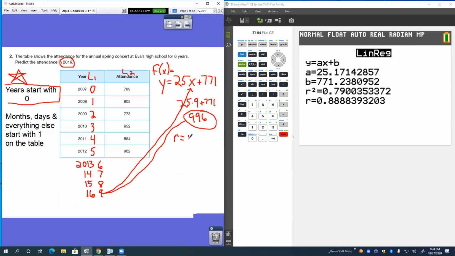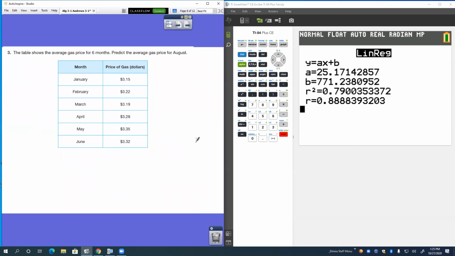And so that is one complete question. We would say that our r value, if we were rounding to the nearest hundredth, is 0.89. Questions on number 2? Let's take a look at number 3.